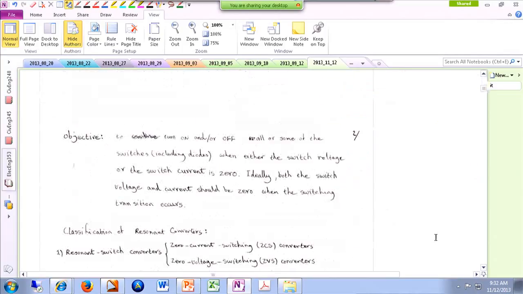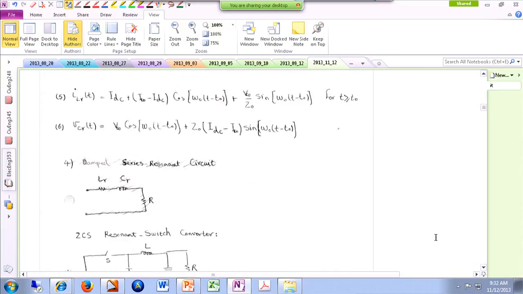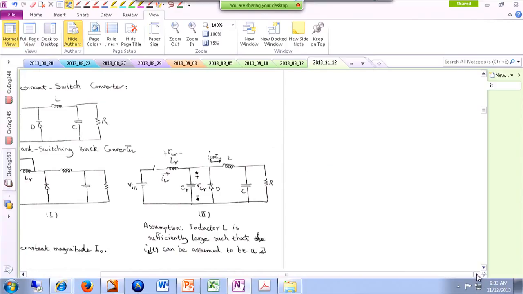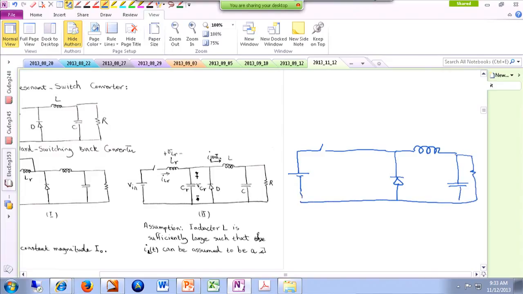In order to achieve this goal, basically what we do is we add a bunch of resonating components to our classic topologies. For instance, here, if you have a classic buck converter, something like this, one of the approaches is to add an inductor over here, and now all of a sudden we have two inductors in the system. The original one was the main inductor in the system, and this one, in order to not get them confused, we call it L sub R. R stands for resonance. And also, you add a capacitor in parallel with your diode.